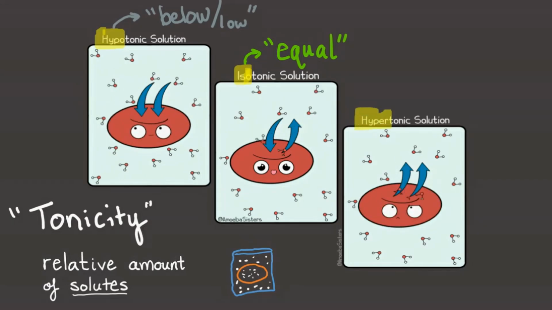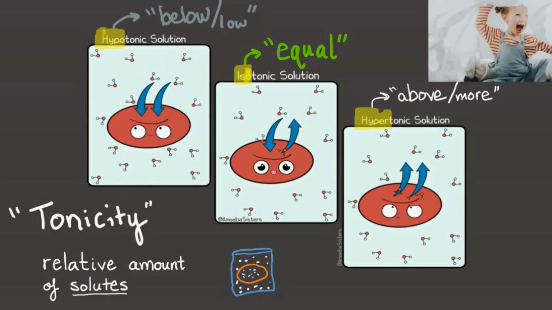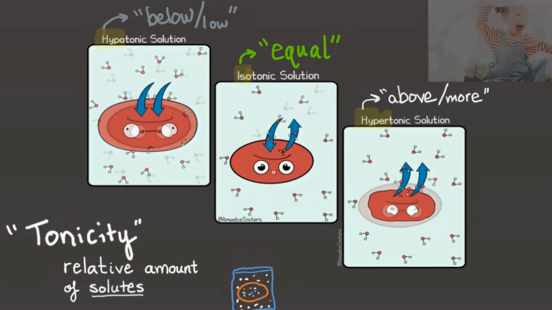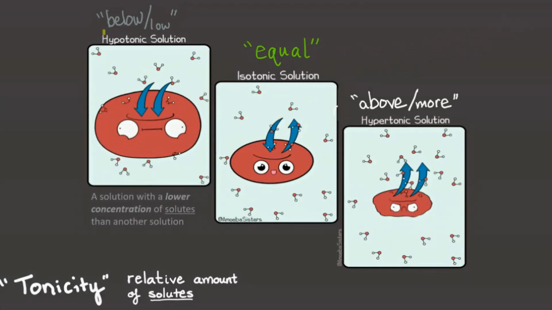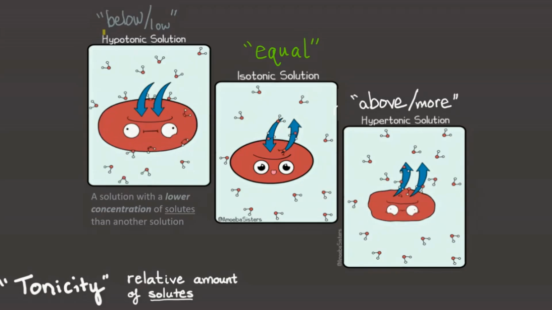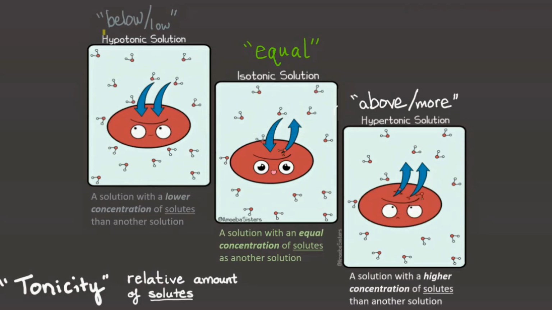And finally, the prefix hyper means above or more. If you've ever referred to someone as hyperactive, for example, it's probably because they have above normal levels of energy, or they are more active than the norm. So putting these all together, a hypotonic solution is a solution with a lower concentration of solutes than another solution. An isotonic solution is just a solution with an equal concentration of solutes to another solution. And a hypertonic solution is a solution with a higher concentration of solutes than another solution.